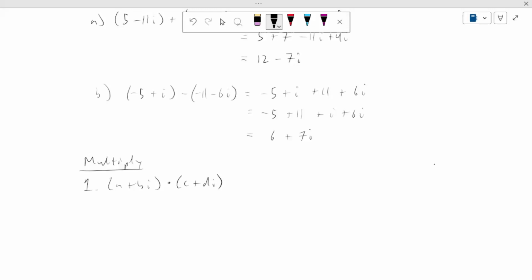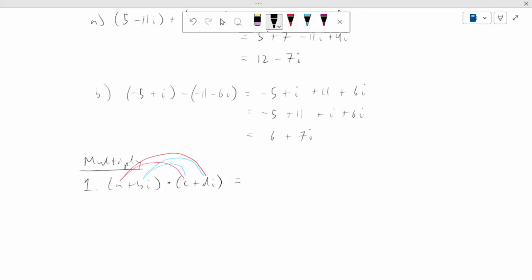And foiling really is just the distributive law. That's all it is. It's just that multiplication distributes over addition. So everything gets multiplied by everything. So I'm going to have to multiply a by c, but I'm also going to have to multiply a by di. I'm going to have to multiply bi times c, but I'm also going to have to multiply bi by di. Okay. So let's do the red first.